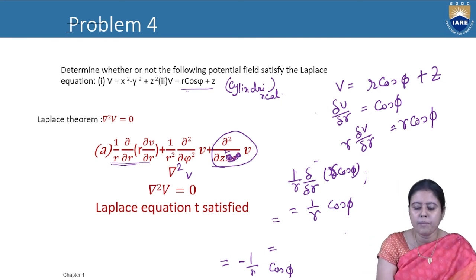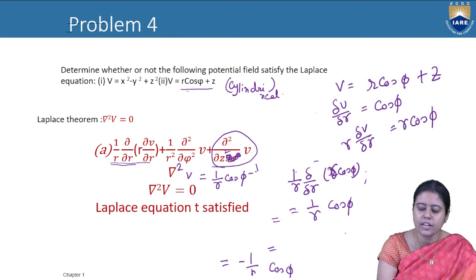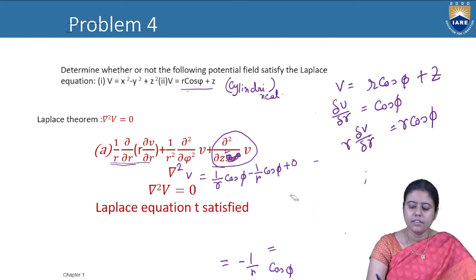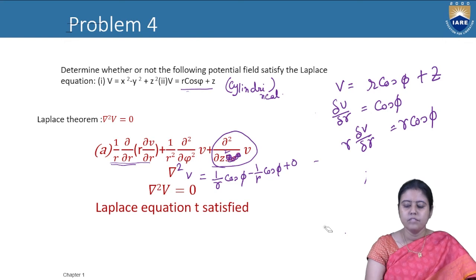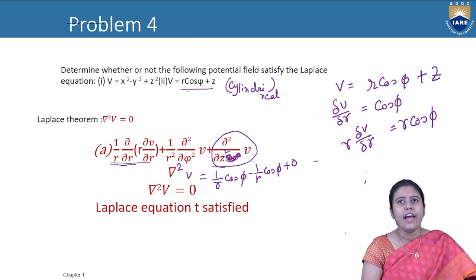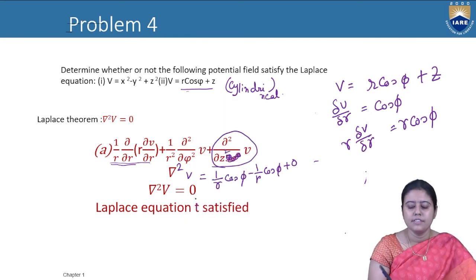So if we put the value, grad square v is equal to, for this, 1 by r cos phi. For the second term we got minus 1 by r cos phi, and the third term we got 0. So overall grad square v equals 0 and Laplace equation is satisfied.